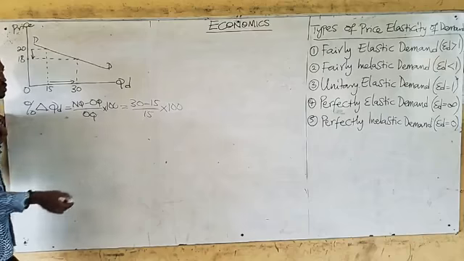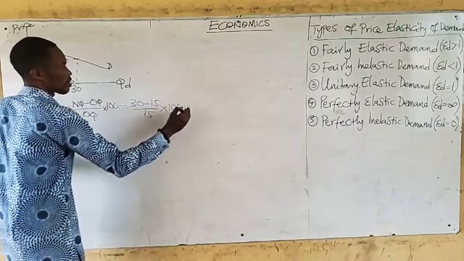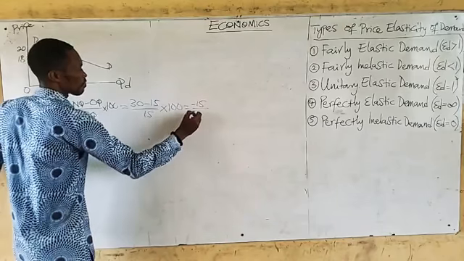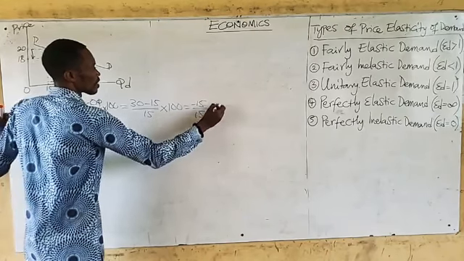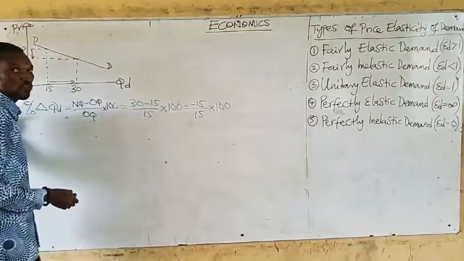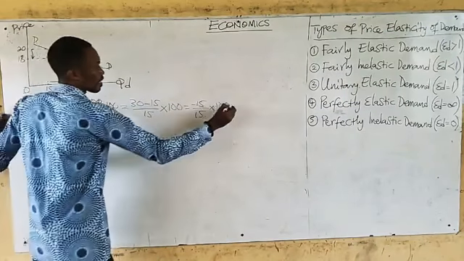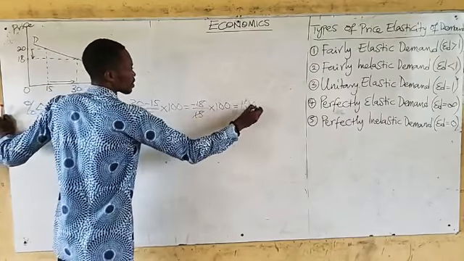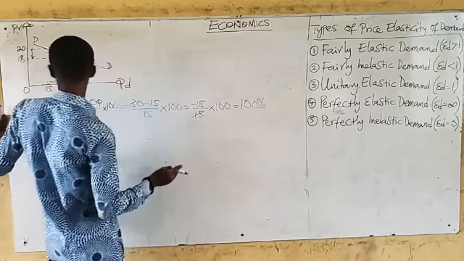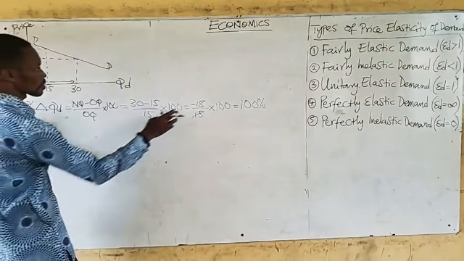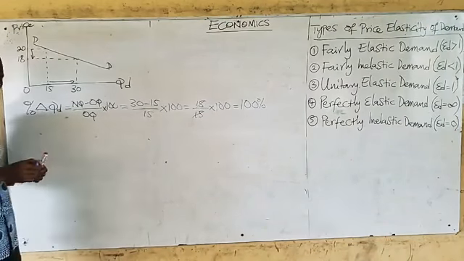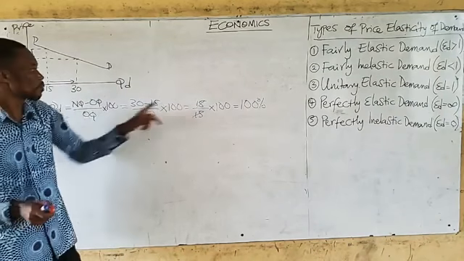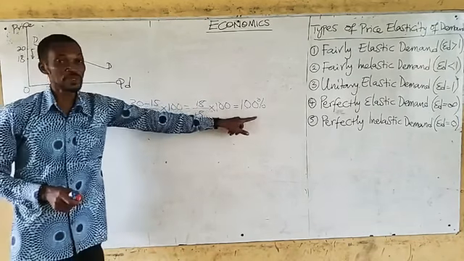We are moving on. This is the same as 15, am I right? Divided by 15 times 100. What is your final answer? The final answer is that when you cancel this and that, you have 100%. It's not minus. It's positive, right? So the answer, the percentage change in quantity is 100%.